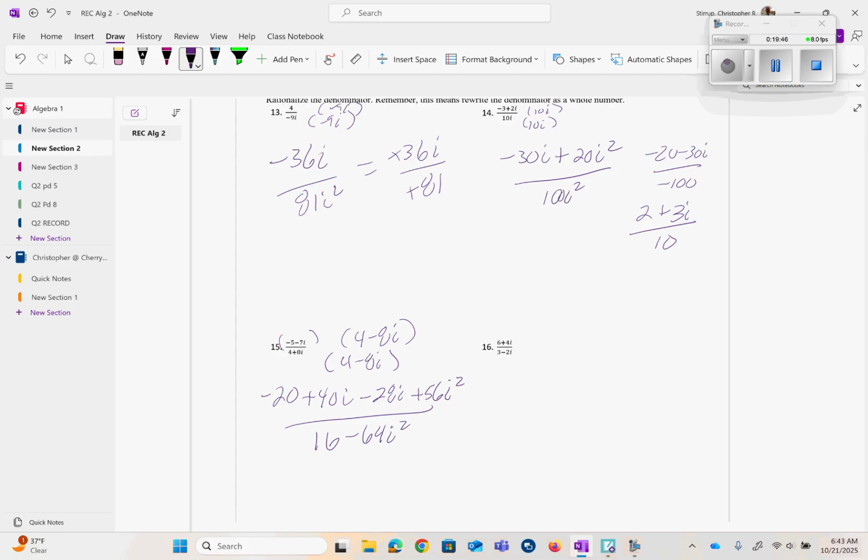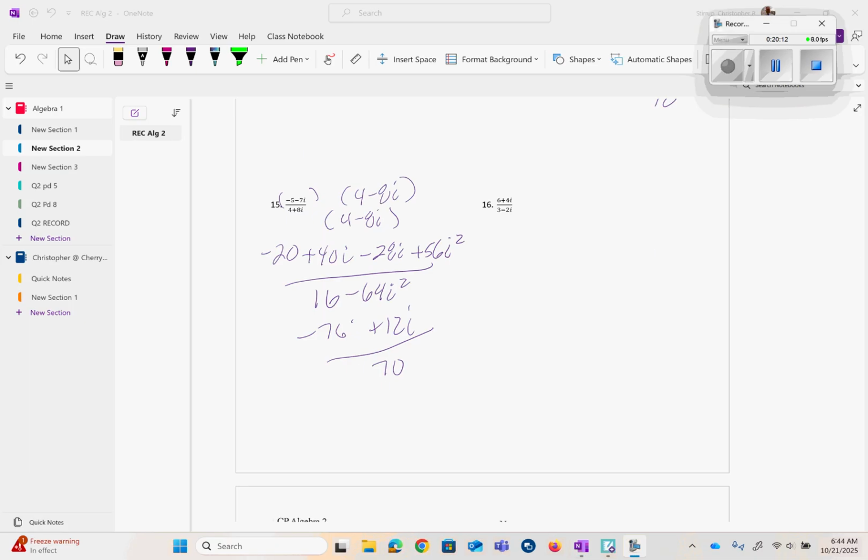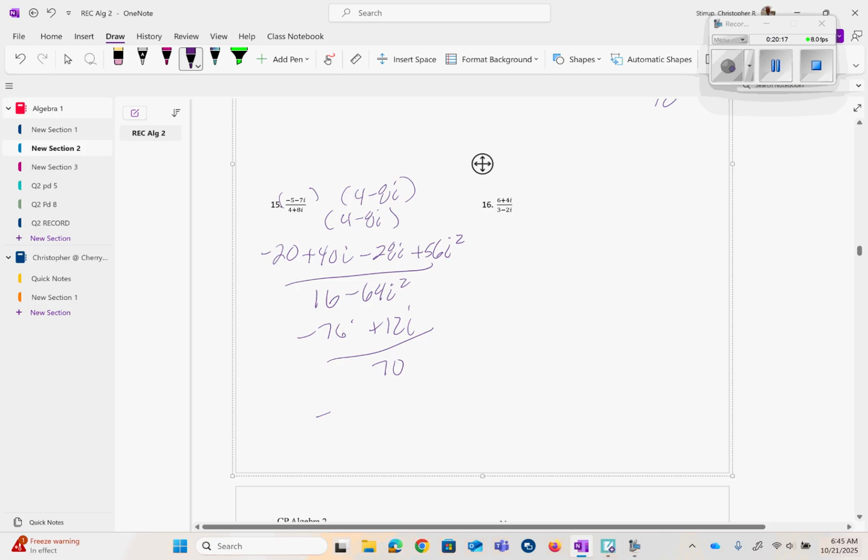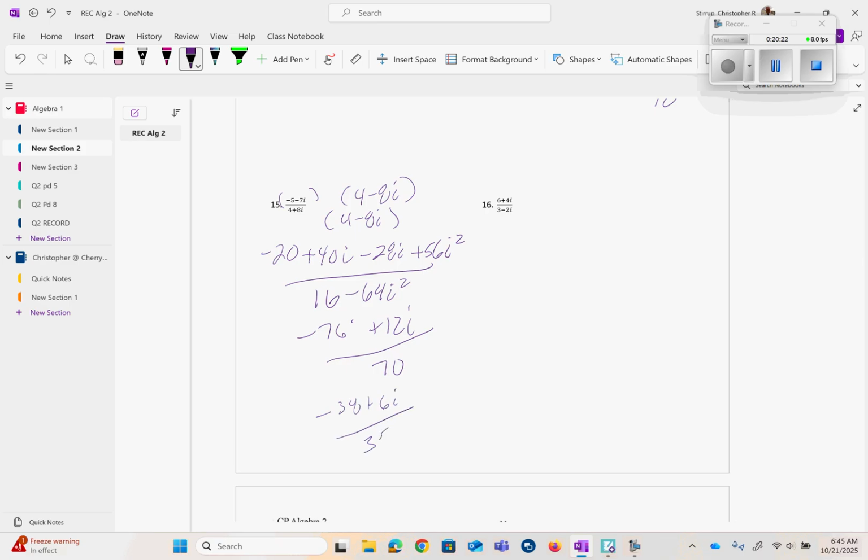So this is going to be a negative 56, so that's negative 76 plus 12i. There's no i there. Over, that's going to give me a positive 64. So that's 70. And let's see, I could reduce everything there by 2, 2 goes in everything, so that's going to give me negative 38 plus 6i over 35. That's the reduced version.